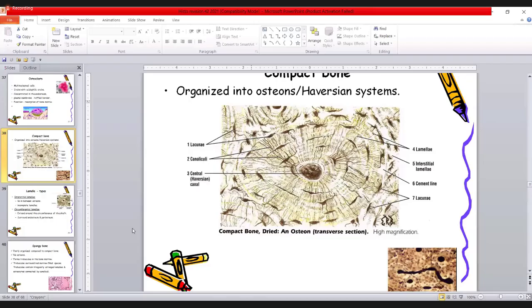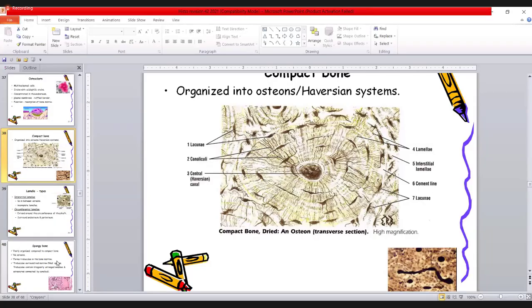Yes, madam. Then spongy bone. So that's compact bone. Yes, madam, we can hear you. Okay. Spongy bone. What's the difference? They don't have osteons. Are there osteons? No, there aren't any osteons.